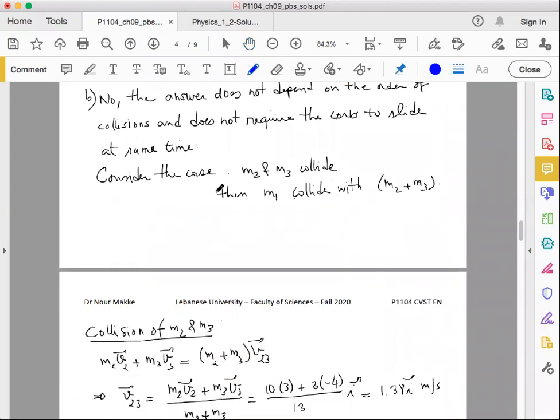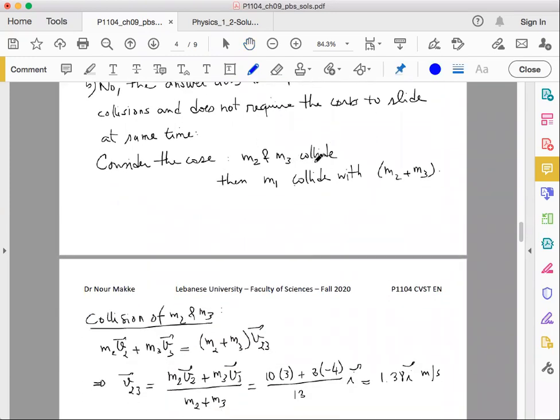Okay, if we consider the case where M2 and M3 collide together, and then M1 collides with the system M2 and M3, what we have in this case is the following. M2 and M3, because we have some couplers, then the both will stick together. So we'll end up with M2 and M3 as one system. This system will have a given velocity v23, the speed of the system 2-3. And then we have the block M1, which is still moving with its velocity v1. So this would be our system.